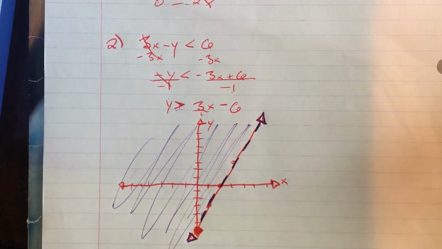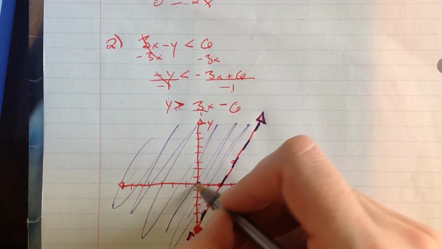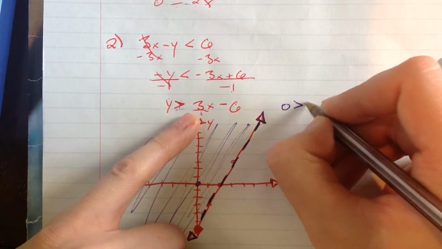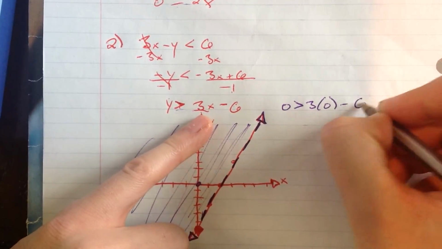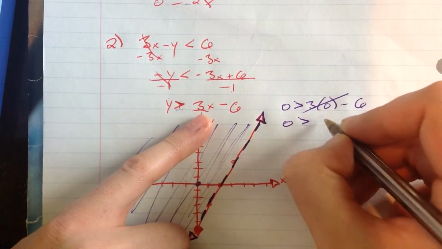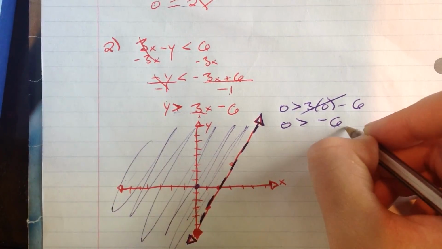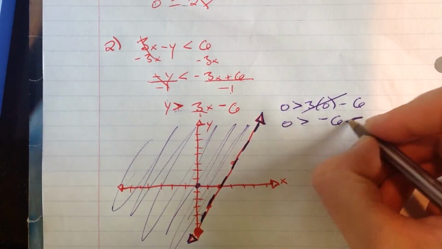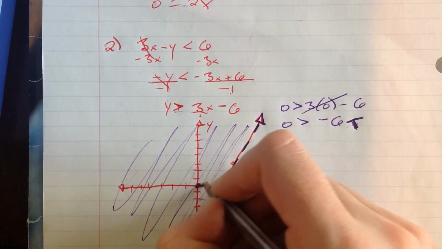A way to show that would work with testing points, let's test the point 0, 0. So here's our test point. So 0 greater than 3 times 0 minus 6. Is 0 bigger than negative 6? Is that a true statement? No. Or excuse me, yes. Yes. Since it is a true statement on this side, that's the side that we shade on.